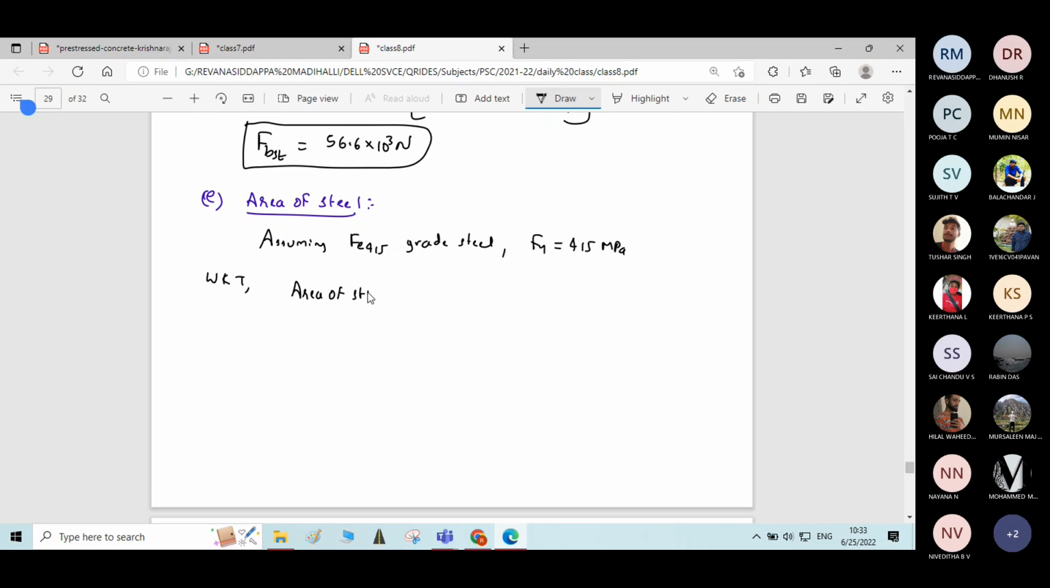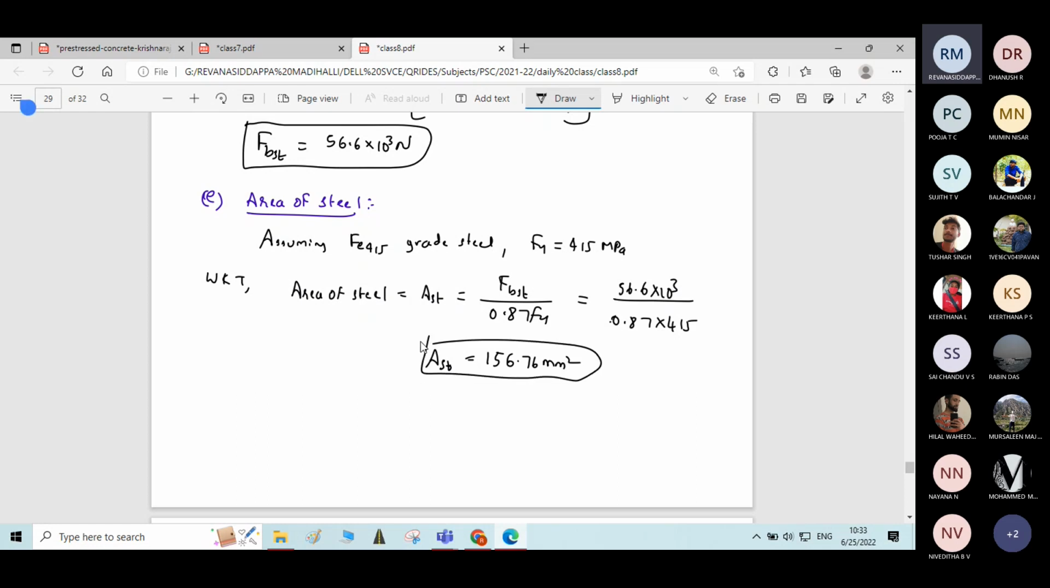We know that area of steel, Ast, is equal to bursting force FBST divided by 0.87 fy. So FBST is 56.6 into 10 power 3 divided by 0.87 into 415. By this we'll get the area of steel as 156.76 mm square, which is a very low value.